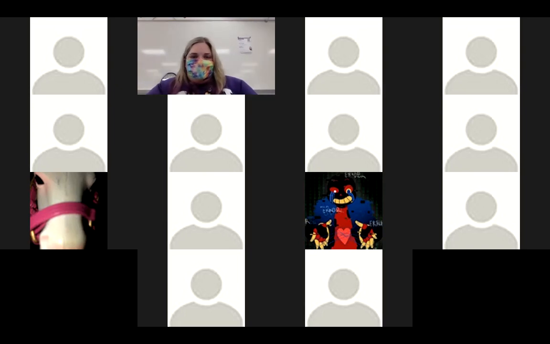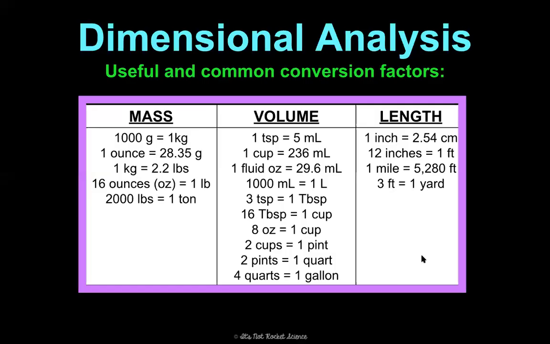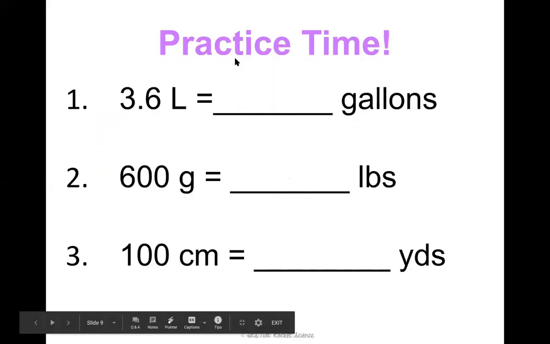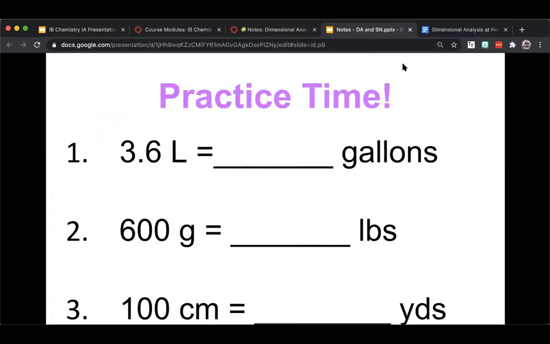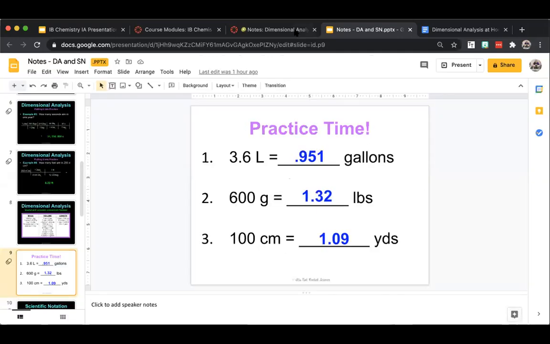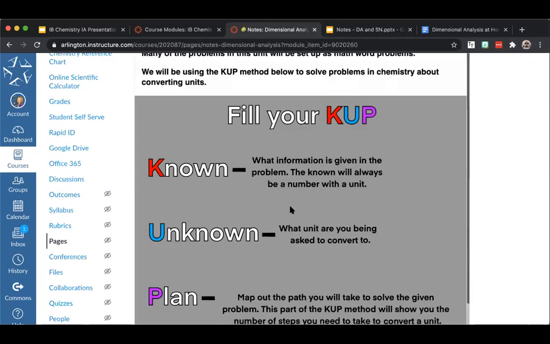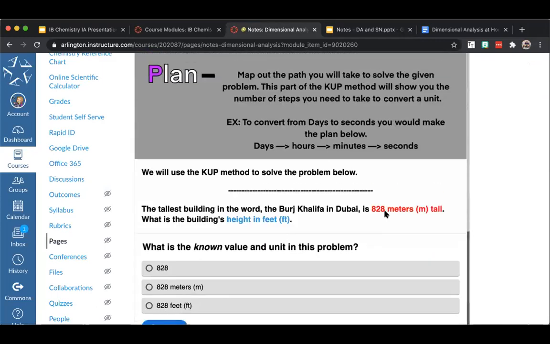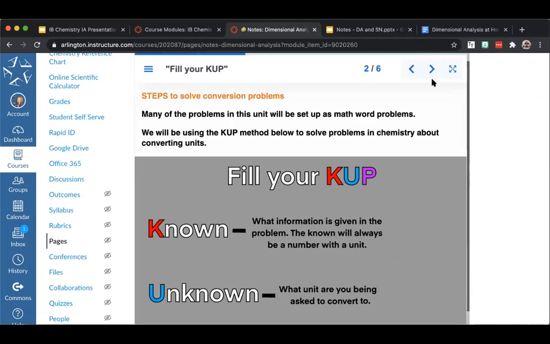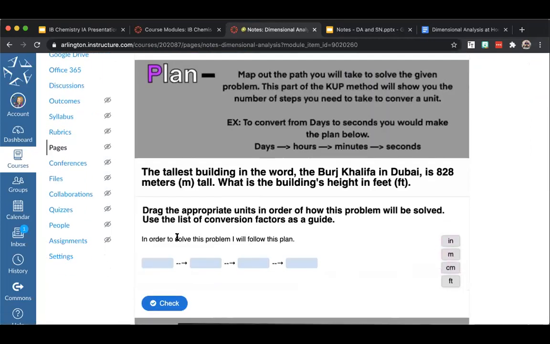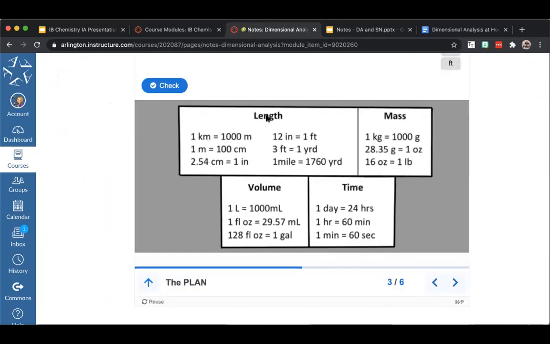So after you finish going through your lesson and looking at the examples, because there are more examples in your lesson on Canvas, I would definitely encourage you to go through those and do those that are on here after this one. It walks you through this one, talking about the height of a building in meters. And it walks you through how to identify the known and unknown, how to do the plan. So you have units over here that you would drag, like what's the order going to be of your conversion. Here are the conversion factors that might be useful to use.